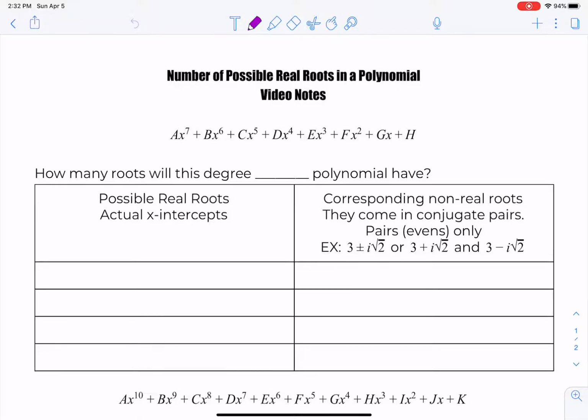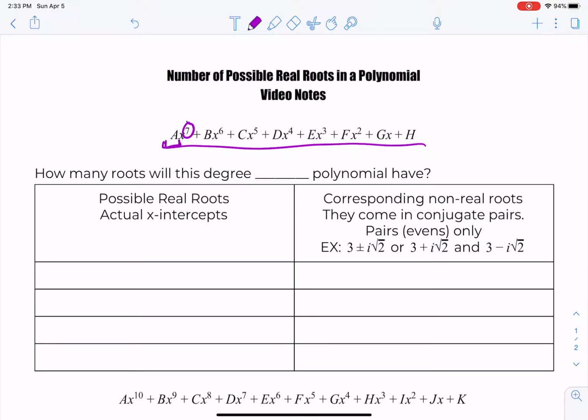Okay, so let's talk about the number of possible real roots given a polynomial. Down here we have a polynomial, just a big string of terms added together. Notice we have a degree 7 polynomial here because my highest exponent value is a 7. My leading coefficient appears to be positive, but these are just placeholders. Notice they're all capital letters.